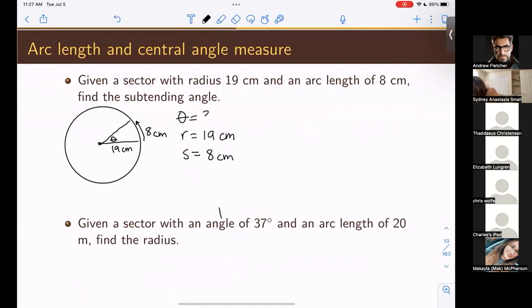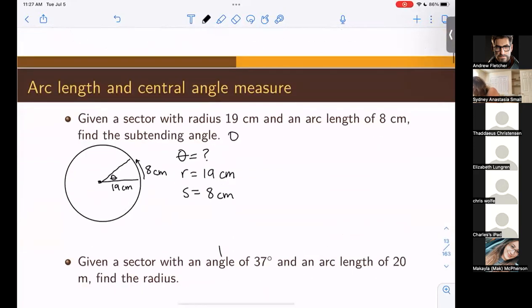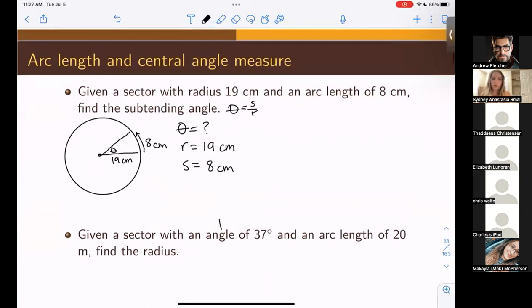So this is what we want. This is our unknown. We are solving for theta. Conveniently, we have a formula for that. Theta equals S over R. All we have to do is plug in S and R into this formula, and it will give us our angle in radians. Math is beautiful.